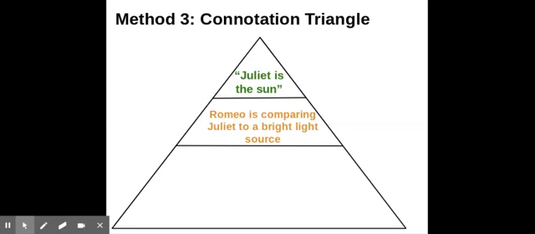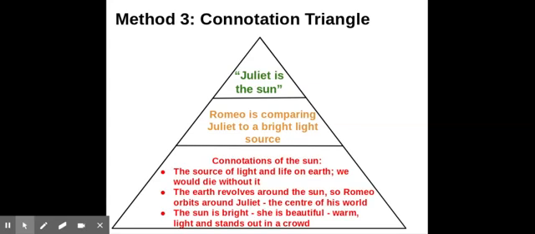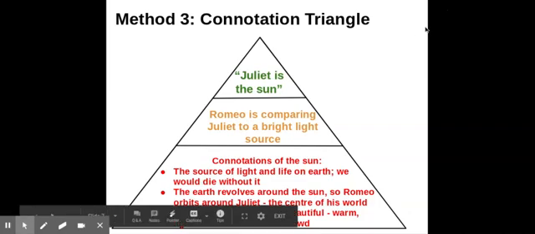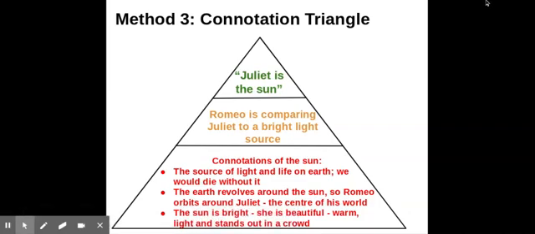Now, in the big section at the bottom, we put our connotations. Okay, we've got connotations of the sun, a light source on Earth. The Earth revolves around the sun, so Romeo revolves around Juliet. She's the center of his world. The sun is bright, she's beautiful, warm, and light, and stands out in a crowd. So that really shows us there how we can go really deep into some connotations of a very, very small quote, and that's the key skill.